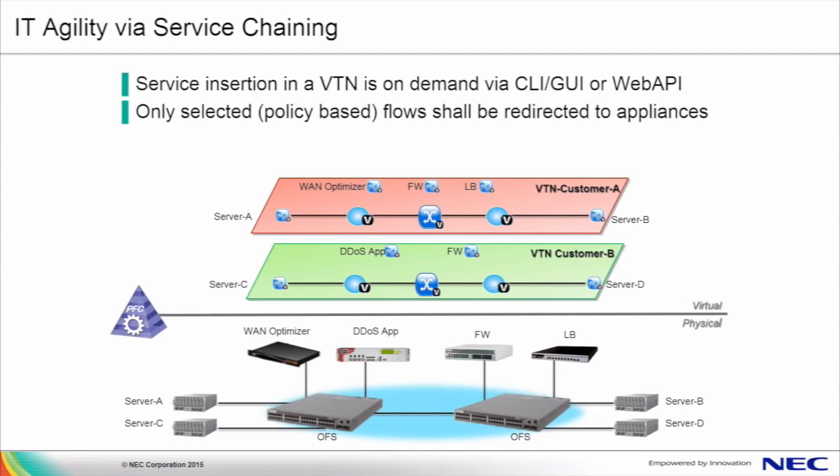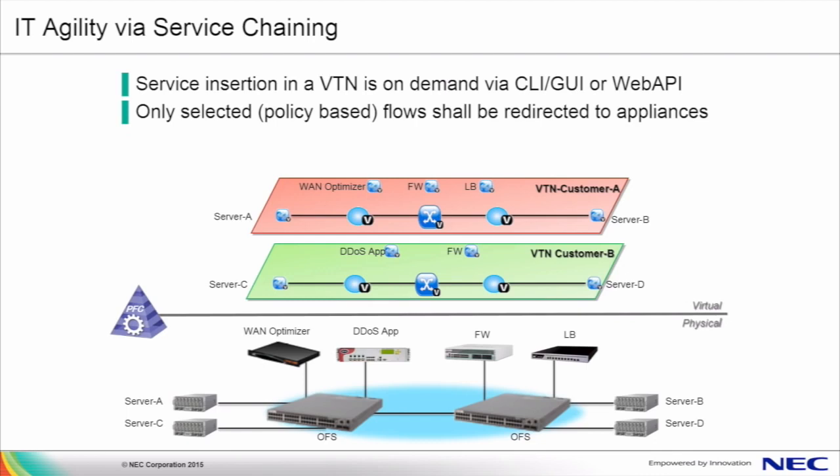Here we'll show you some of the additional details of how to achieve IT agility using service chaining. As a background, this is based on NEC's virtual tenant network, or VTN technology, which is a network virtualization technology that enables multi-tenancy. Now, with programmable flow, service insertion and the building of service chains is achieved on demand via either centralized CLI, via GUI, or a series of web API calls, which is NEC's term for a REST API. Also, users have granular control over which flows get redirected to specific services or network functions. This is all controlled by policy, or what NEC calls flow filters.